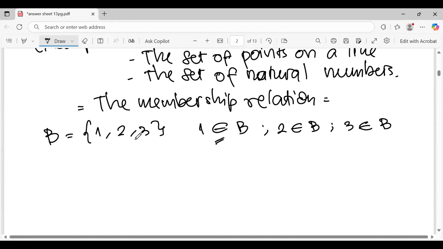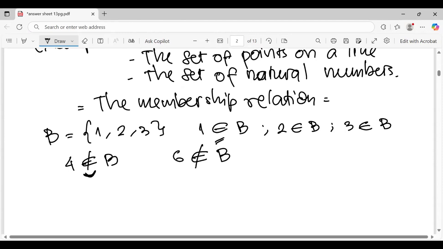So how about four? Four is not an element of B. This symbol means not an element of B. As well, we can state that six is not an element of set B.